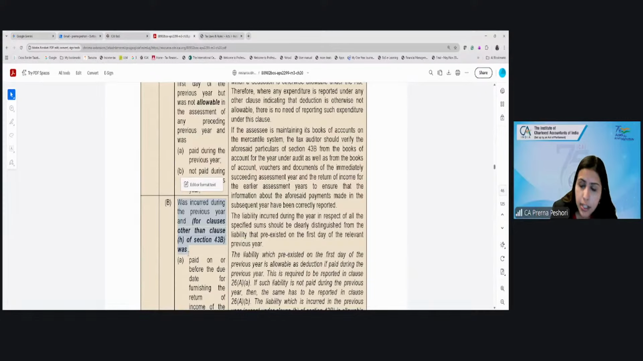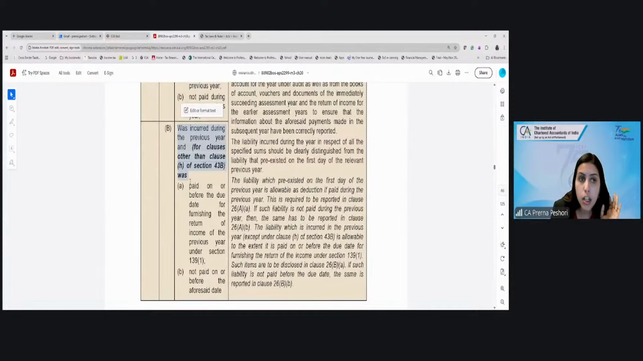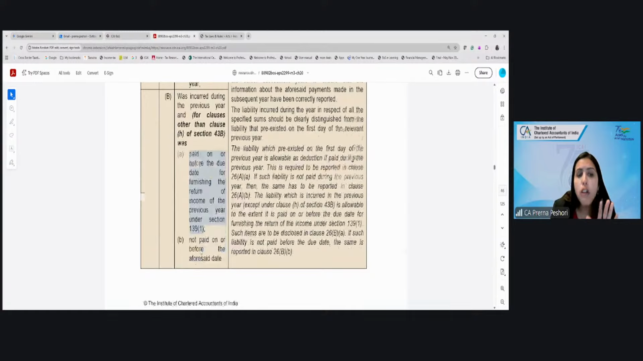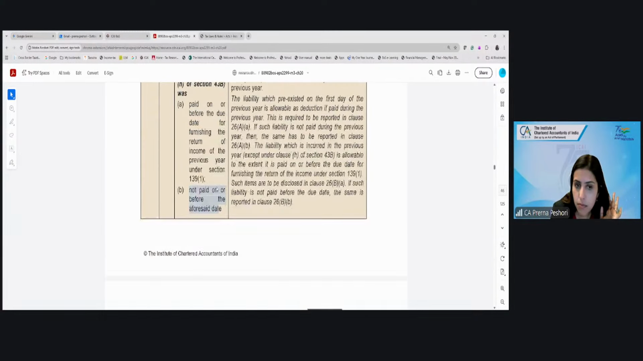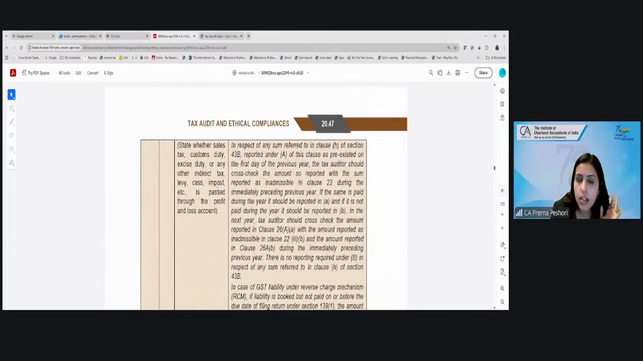Right? Because in the current year, what you pay to MSME, you have already covered in the above clause. Right? So here you have to report any payment which is incurred during the current year, which is paid on or before the due date of ITR, or which is not paid before the due date of the ITR. Are we clear? Any questions, any doubt? Yes?